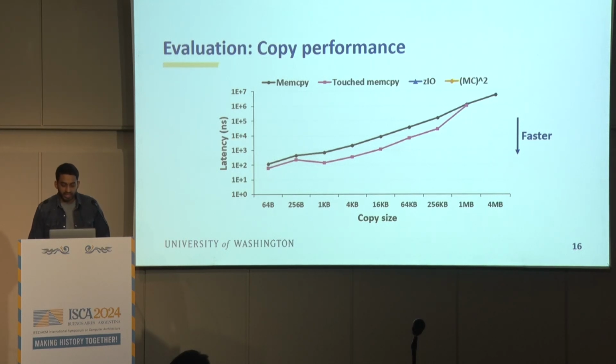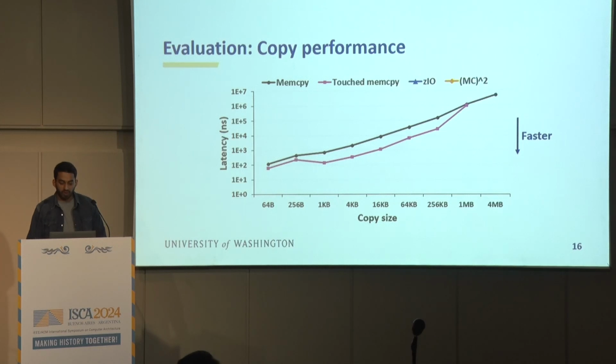So to evaluate the latency of copying, we performed an experiment where different size source buffers were copied to destination buffers, and just note that the y-axis is in log scale. So we evaluate against MemCopy in two scenarios. The first is where none of the data is cached, referred to as just MemCopy. And the second is where the source and destination buffers have just been accessed before the copy is performed, allowing them to be cached, which we call touched MemCopy. And these are essentially the worst and best case performance for MemCopy.